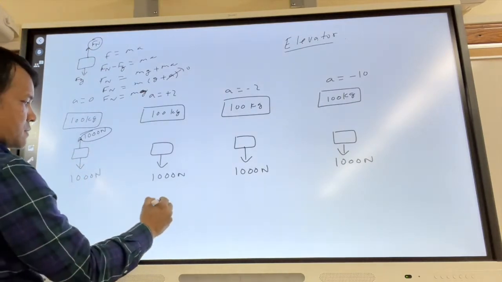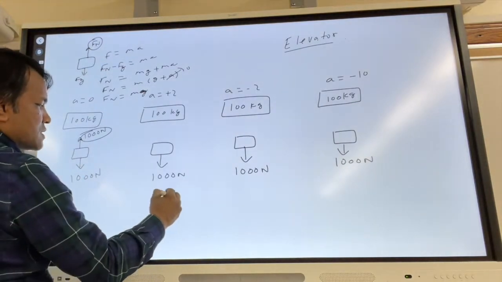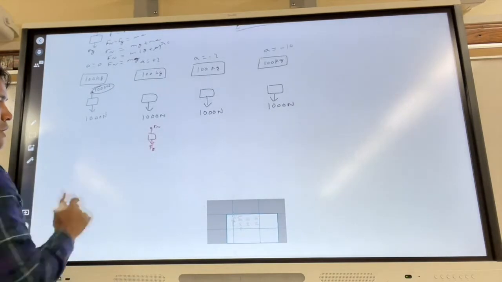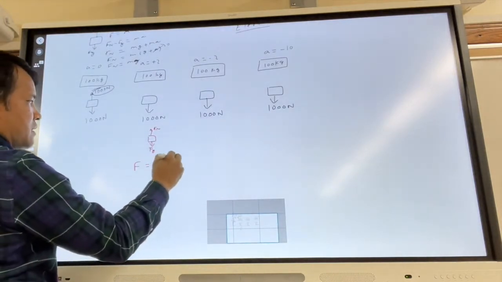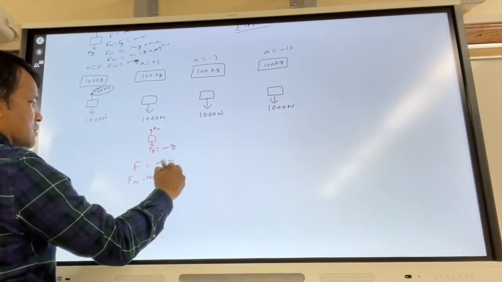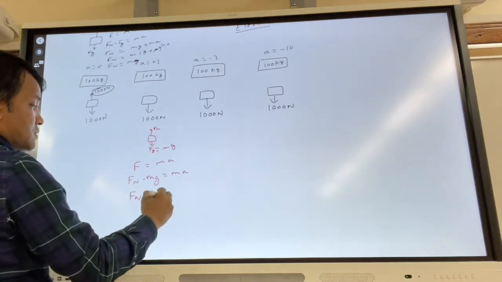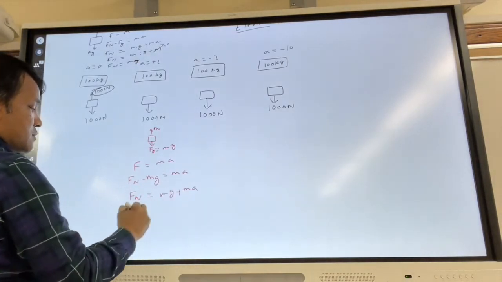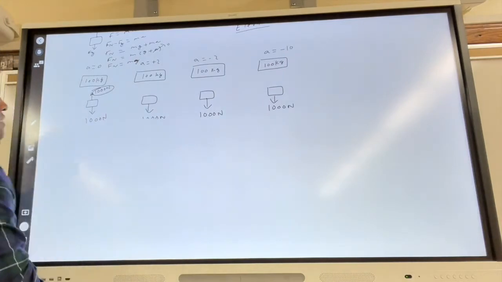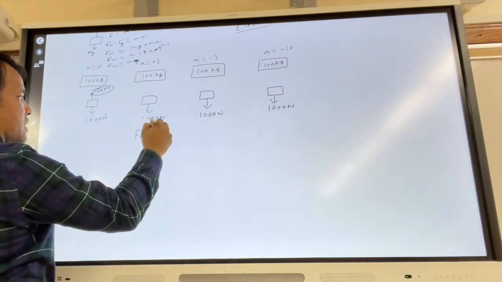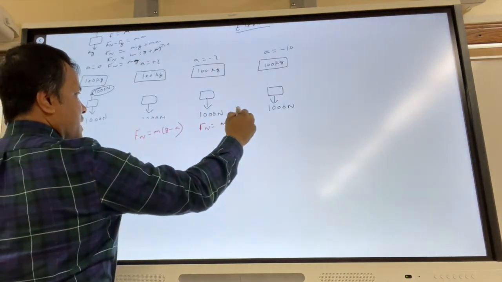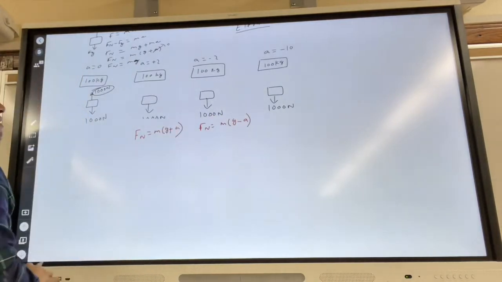Let's find the free body diagram. So this is Fn, this is Fg. How can I do that? F equal to ma. So Fn minus mg, because this is mg, is equal to ma. So Fn is equal to mg plus ma. So Fn is equal to m times g plus a. This one is Fn equal to m times g plus a, and this one is g minus a.